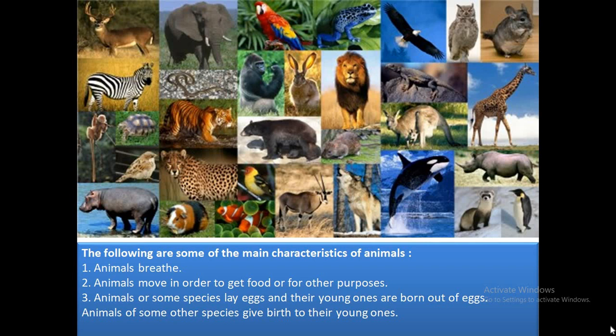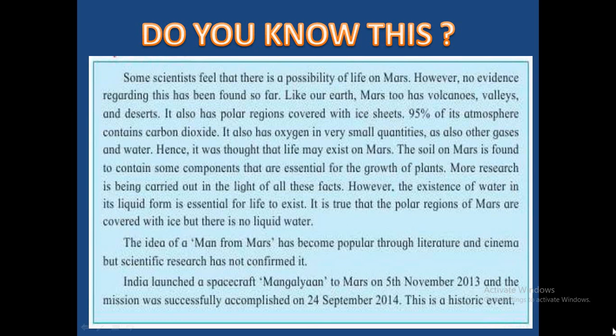So the birds lay eggs, and from the eggs, after a time period, the young ones come out. Animals of some other species give birth to their young ones. That means they don't lay eggs, they give birth to the young one. You can watch Geographical Channel to know about different types of animals, their habitat, the way they live, and so on. Let us learn some more facts about planets.